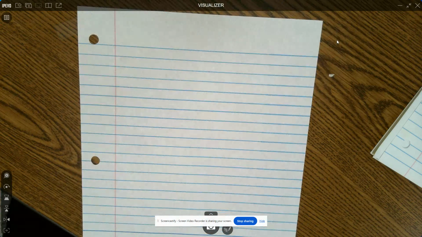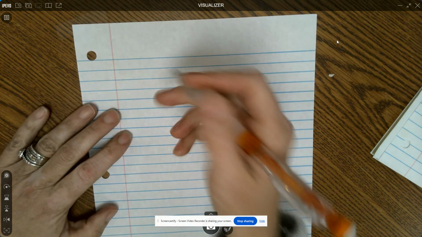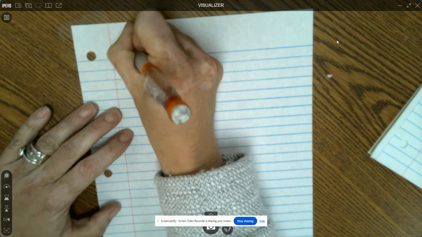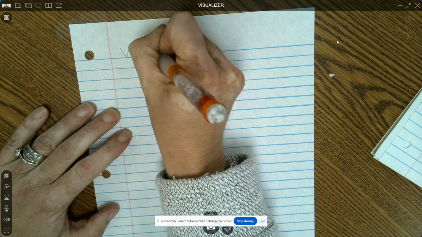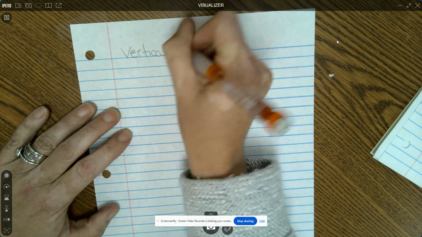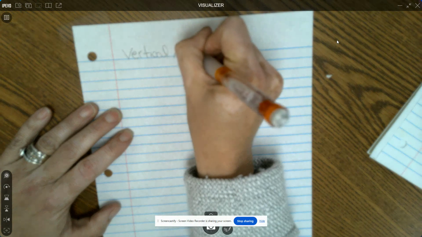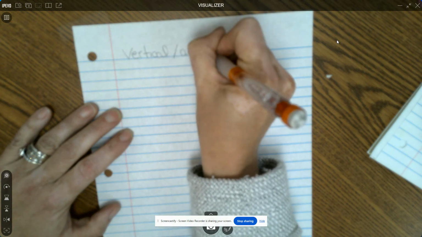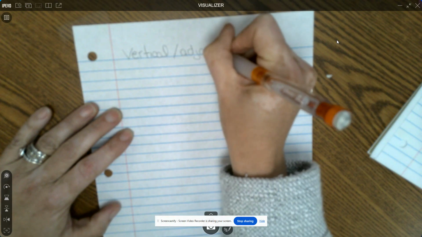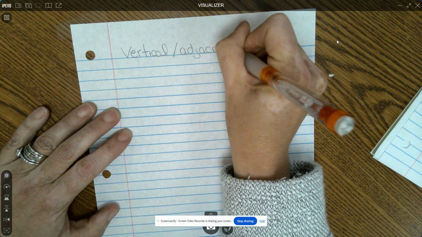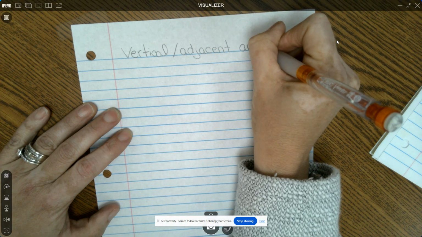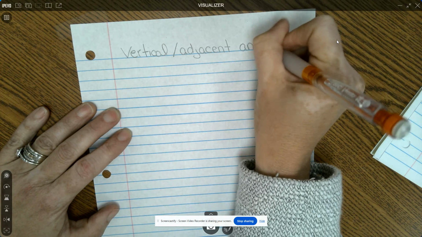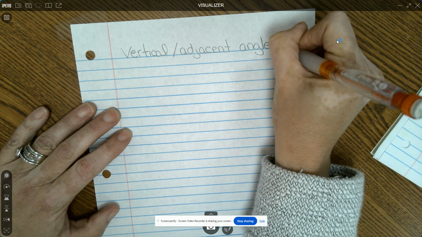Okay, so the last set of angles that we've already touched upon is vertical and adjacent angles. So I saved the easiest for last, or easy-ish for last. All right, so we have vertical and adjacent. Angle notes.